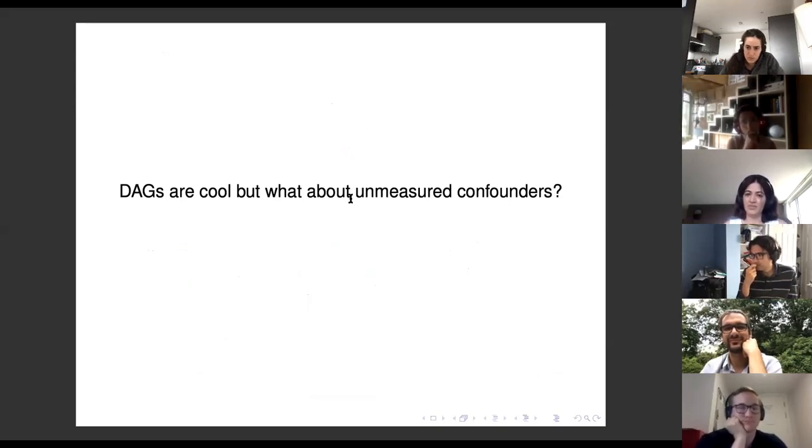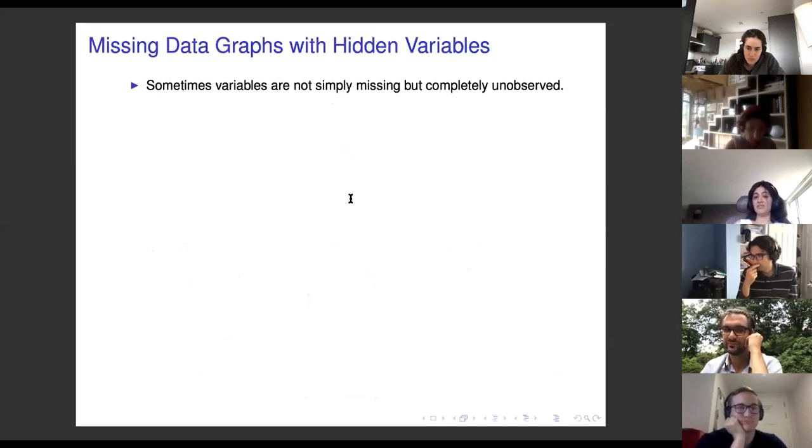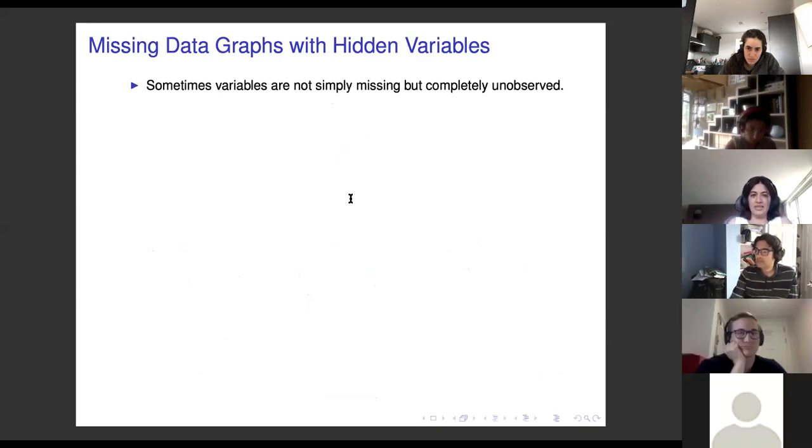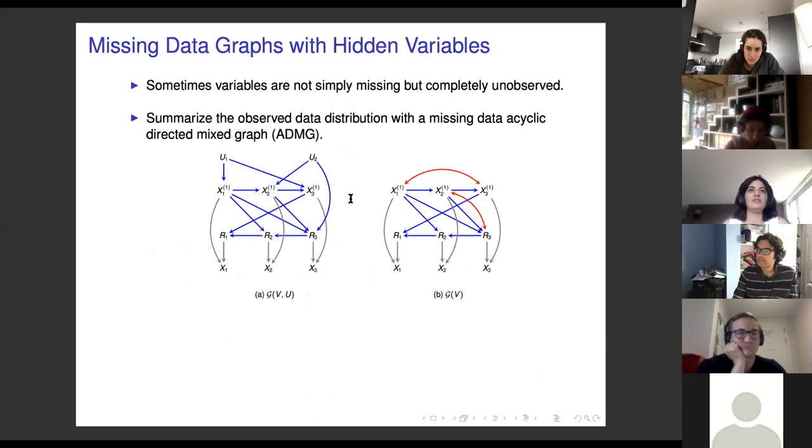not very realistic because we have unmeasured confounders. And sometimes variables are not simply missing, but completely unobserved. So what should we do then? That's fine, we can start putting unmeasured confounders on top of the DAG. Let's say here, for example, we may believe that there is an unmeasured confounder between X11 and X31. Maybe X11 is the smoking status, X31 is the bronchitis test, and U1 may be some genetic trait, for example, that may cause both of them, and we haven't measured that.